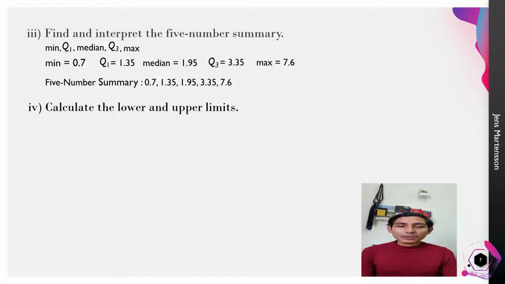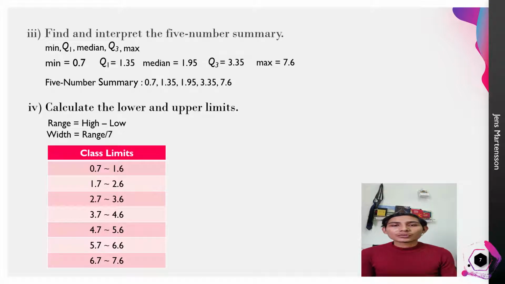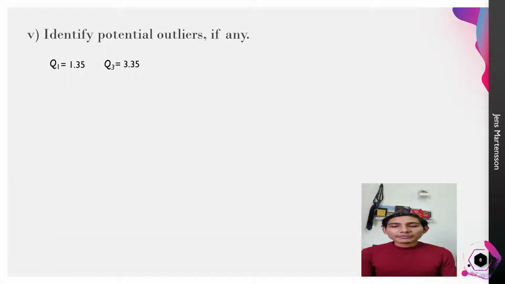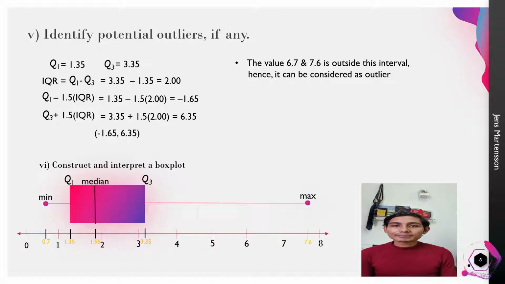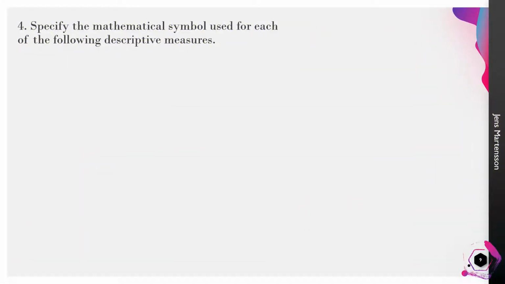Number 4. We need to calculate the lower and upper limits. We just take the range and width formula to calculate lower and upper limits. Then we arrange step by step in class limit. So the answer is. Number 5. We have to identify potential outliers. By using the outliers formula, the answer is. The last question, we have to construct and interpret a box plot. Just draw the box plot by reference to question 3. So the result is. Let's go to question number 4.